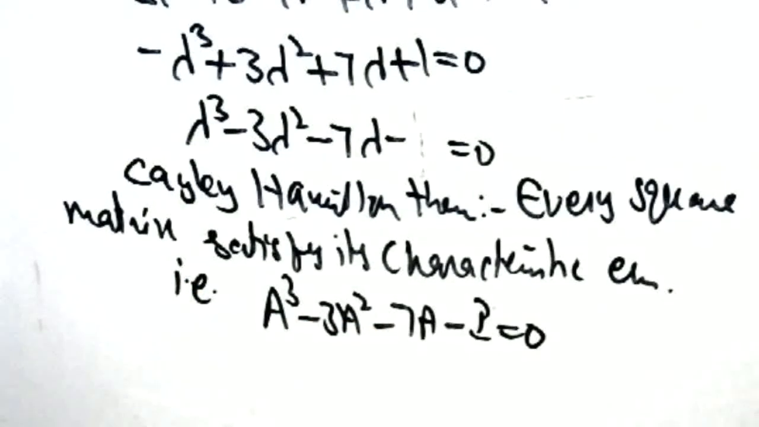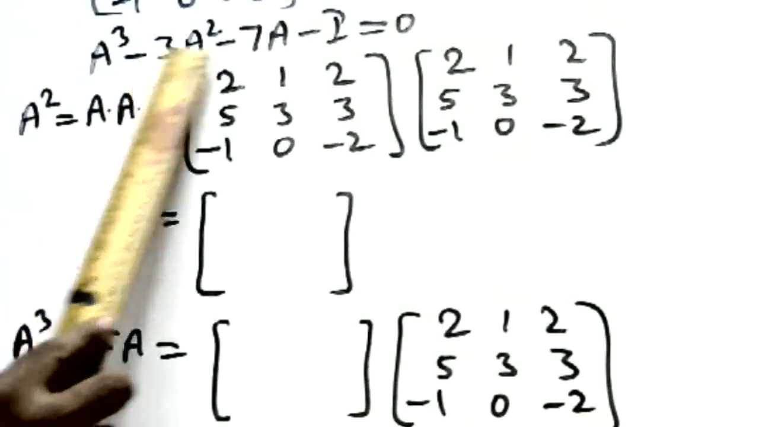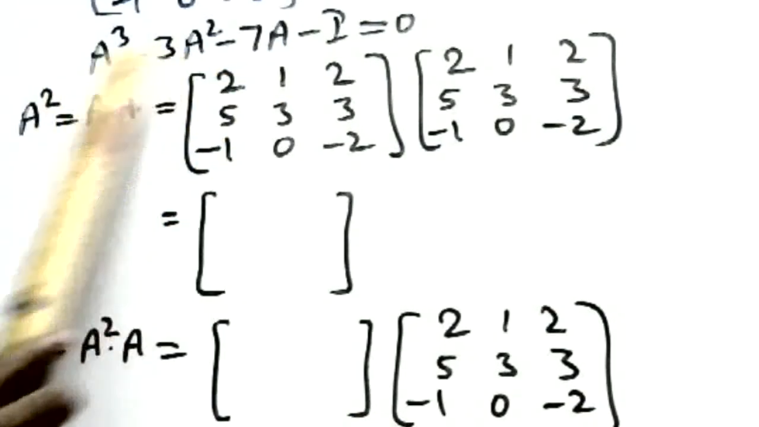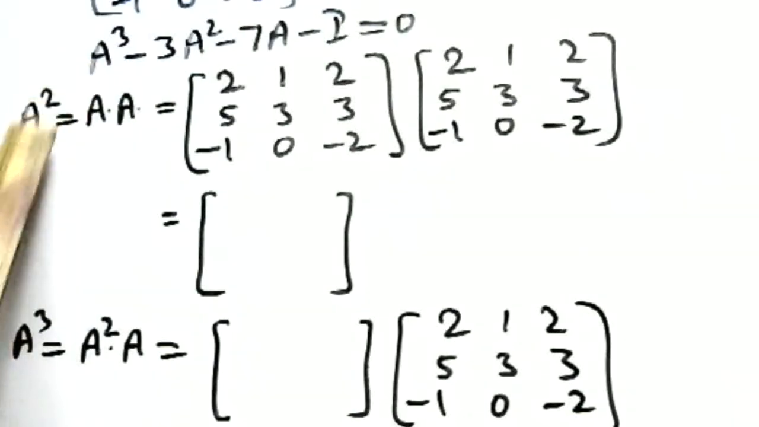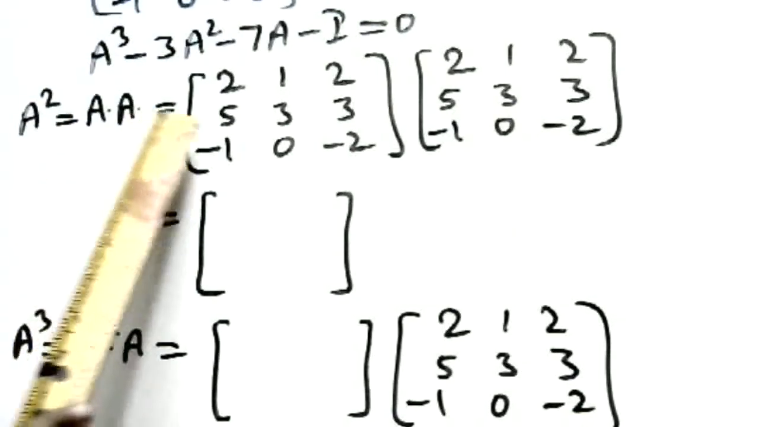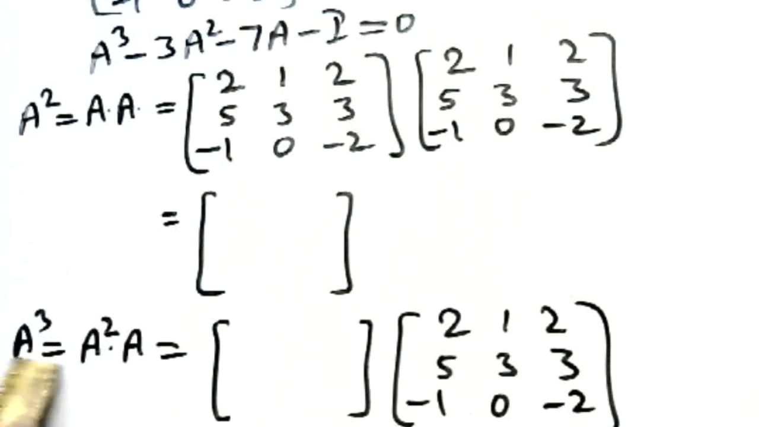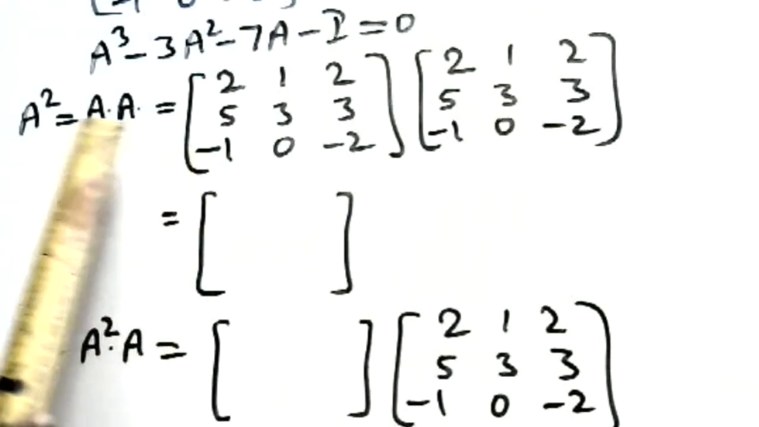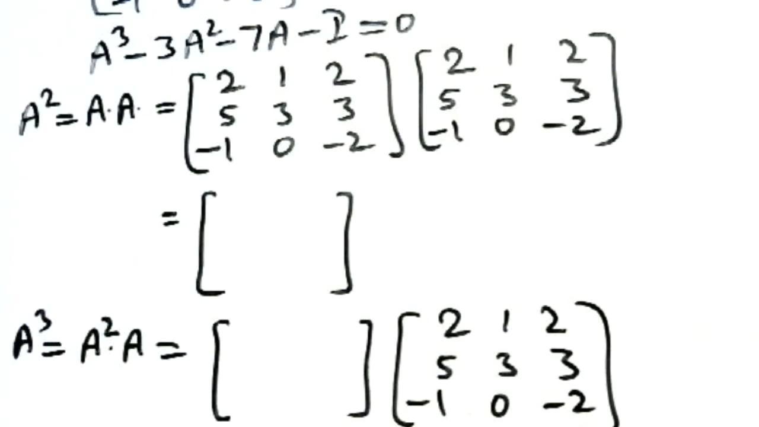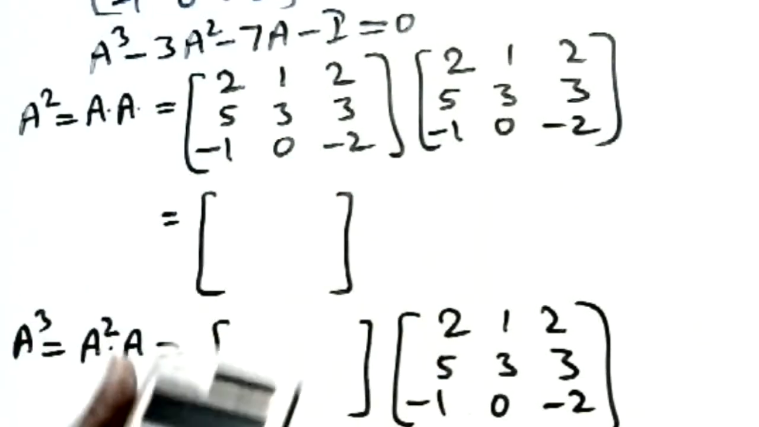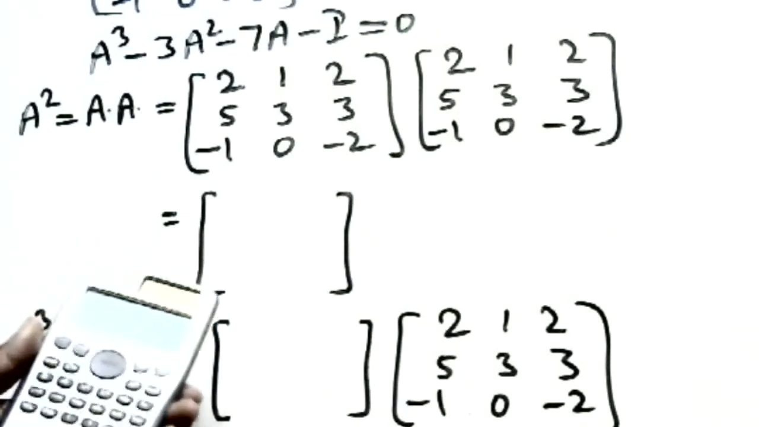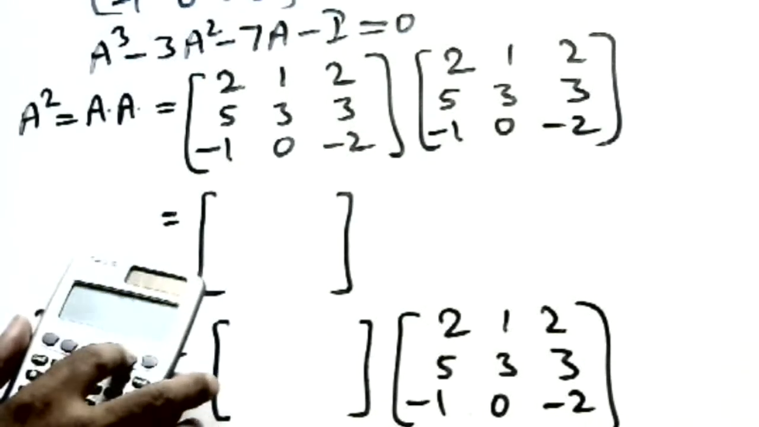Now see here, we have to prove this A cube minus 3A square minus 7A minus I equals to 0. First we have to find A square, then A cube. We know A square equals A into A, whereas A cube equals A square into A. Now A into A is this, the matrix A into A. Now I'm taking directly from the calc. You see here, I'm using the calc.